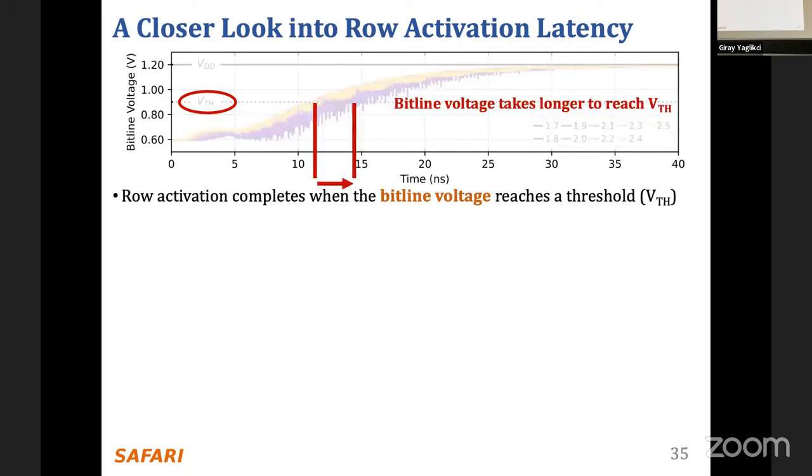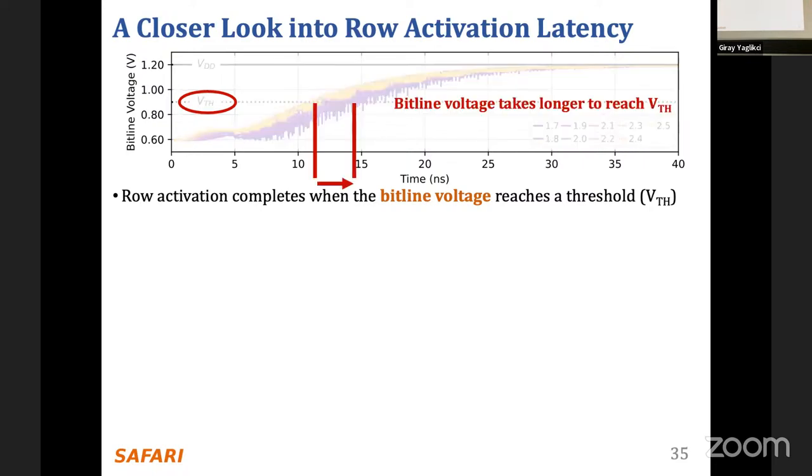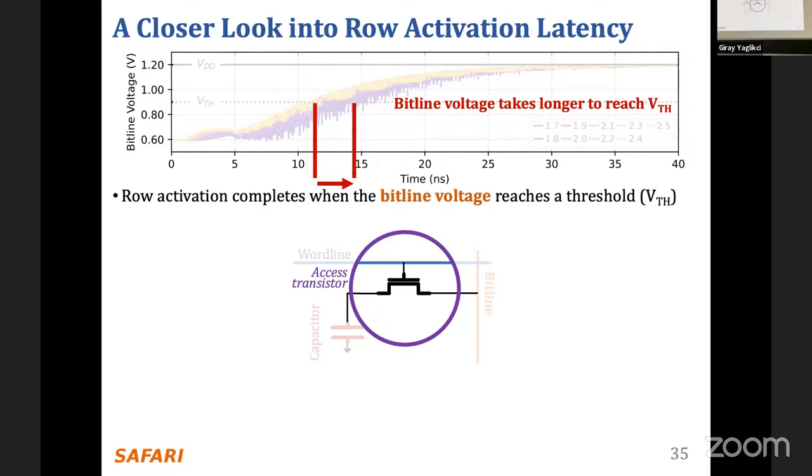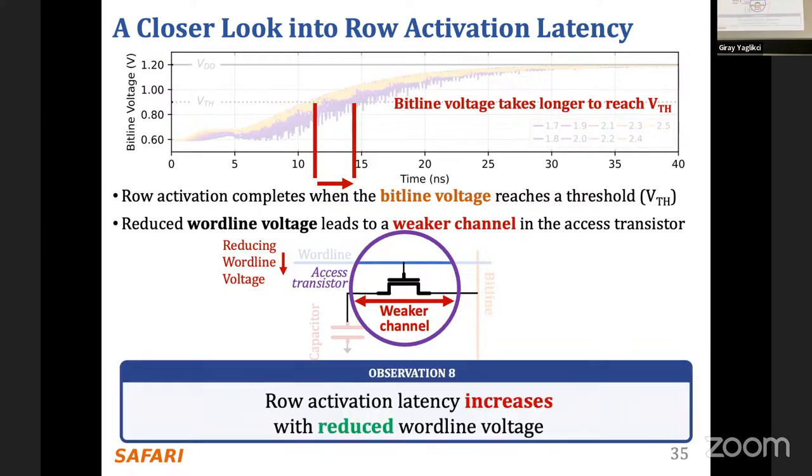We observe that when we look at the different colors here, they cut this VTH level at different points in time, right? So the bitline voltage takes longer to reach VTH as we reduce wordline voltage. This is because we have this access transistor, and reducing the wordline voltage leads to a weaker channel in the access transistor and increases the time. So row activation latency increases due to reduced wordline voltage.